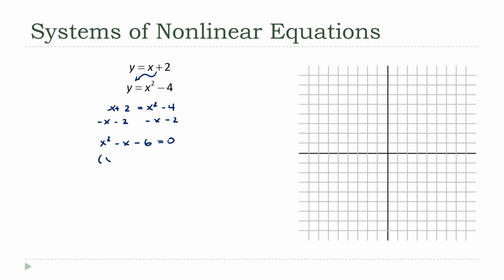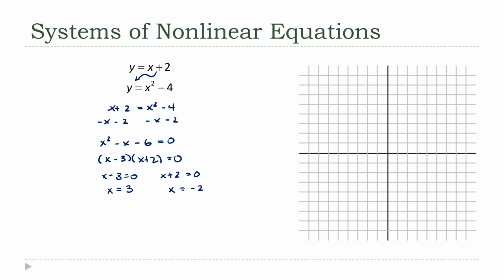And this factors. It's x minus 3 times x plus 2. And we get two answers here. The x minus 3 factor gives us 3. And the x plus 2 factor gives us negative 2. And of course, now we're not done.